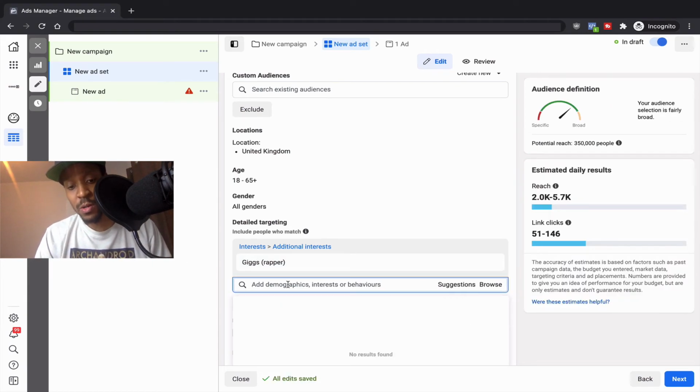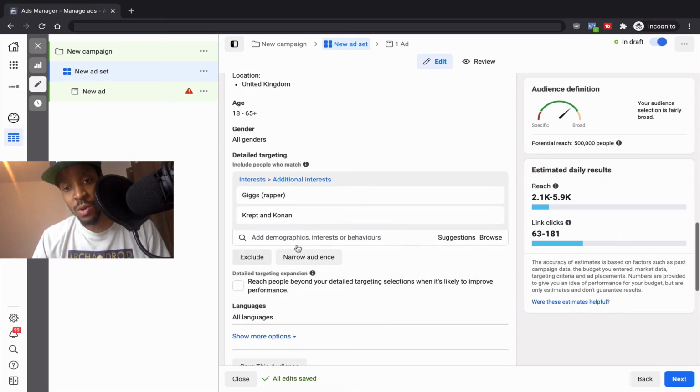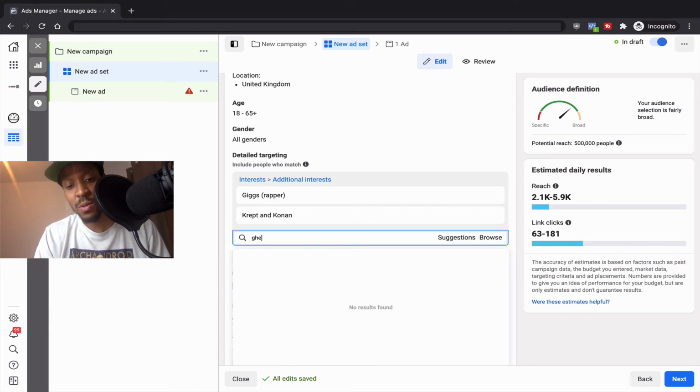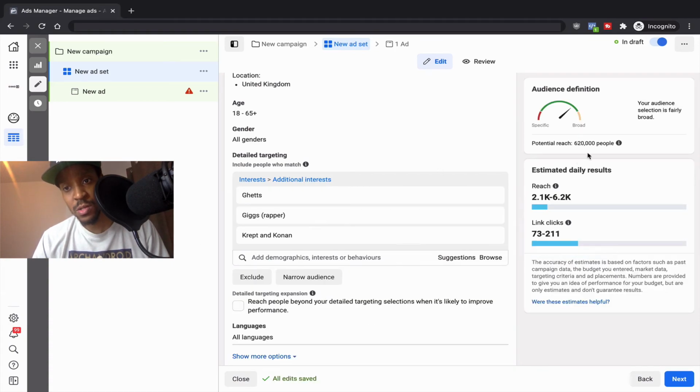We saw Krypton Conan pop up based on the research that we did. And then what I was saying before is we noticed that people that listen to Gigs also listen to Krypton Conan. Gets came up as well. So we can have that in an audience. See, there's 620,000 people in that audience.